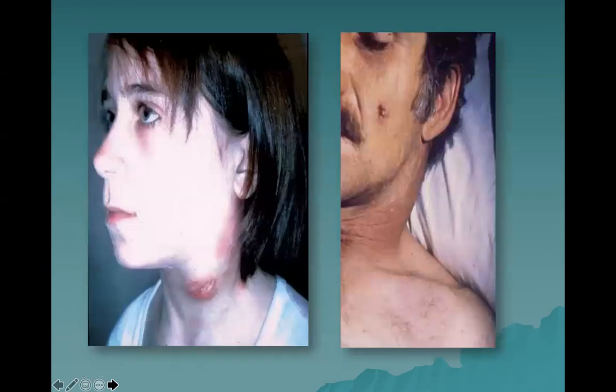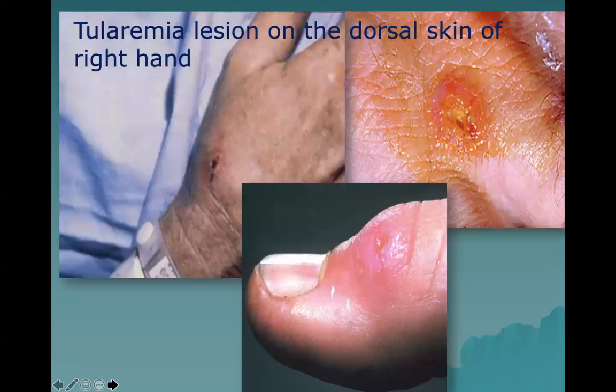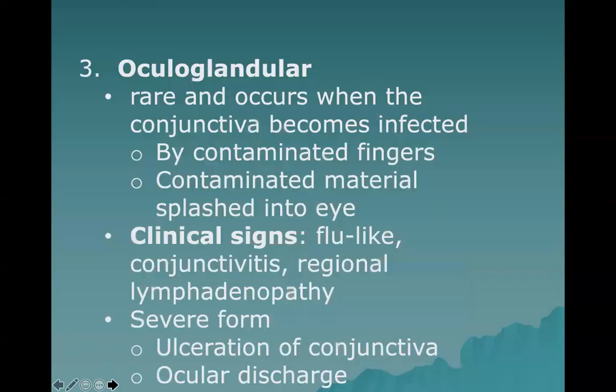So these are the appearance of the ulceroglandular form, which involves the presence of ulcer and inflammation of the lymph nodes, which are painful also. These are the ulcerations in the skin. And this one shows tularemia lesions on the dorsal skin of the right hand in humans.